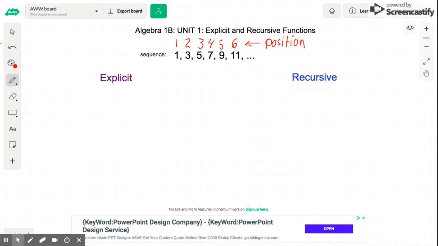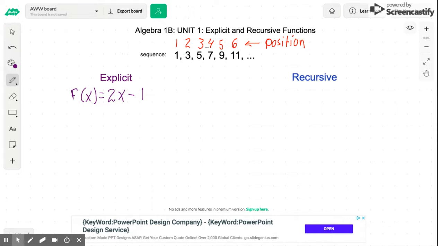Now let's talk about explicit functions. Explicit functions are the type of functions that you've worked with all throughout Algebra 1 and all of your math classes. And they look something like this. Let's say I have the function f of x equals 2x minus 1. And let's say x represents the position in the sequence.